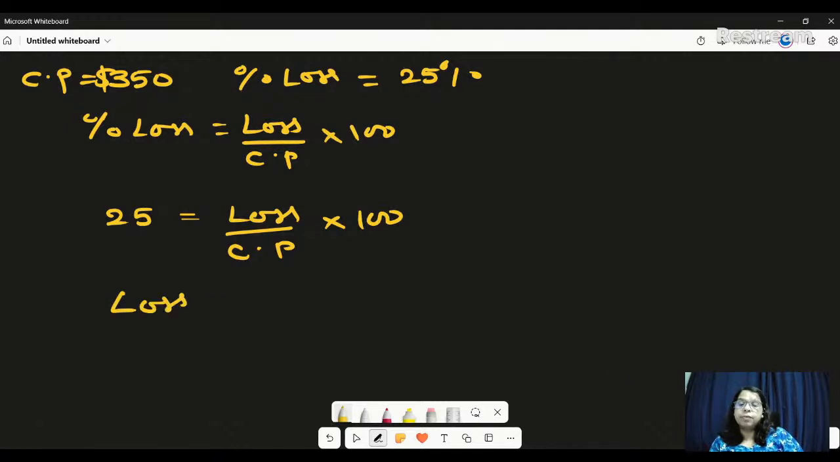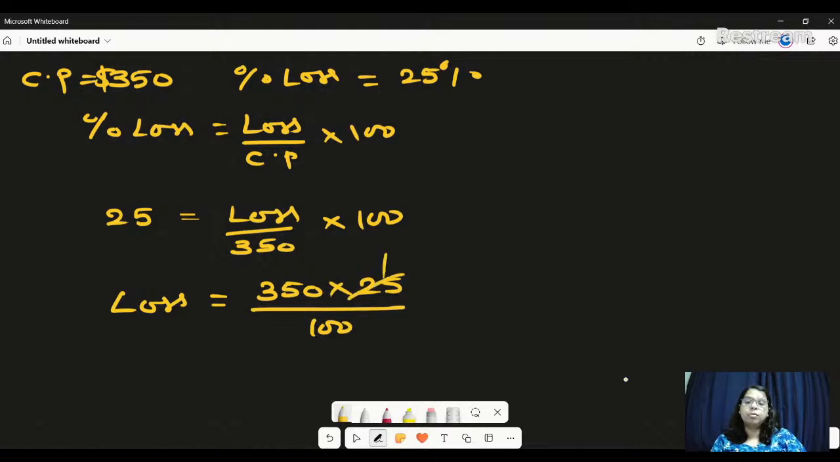So loss is equal to, our CP is 350, so 350 times 25 over 100. It is going to come in decimals. So 350 times 25 over 100 is 87.5. So the loss is $87.5.